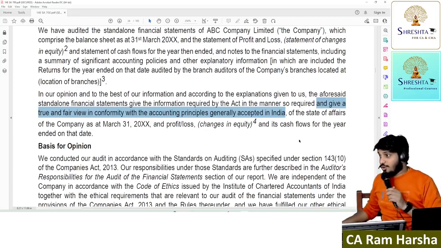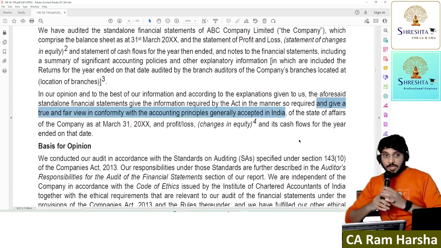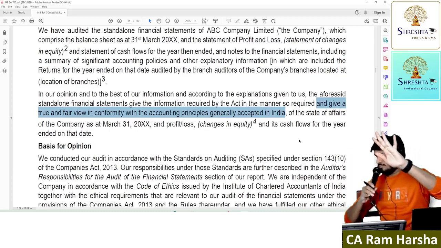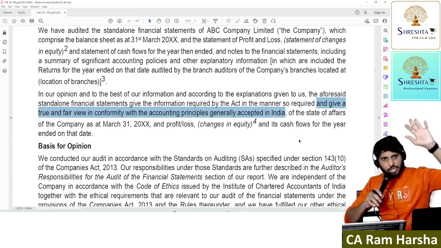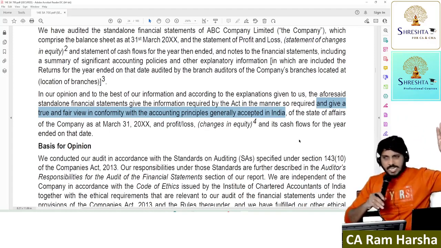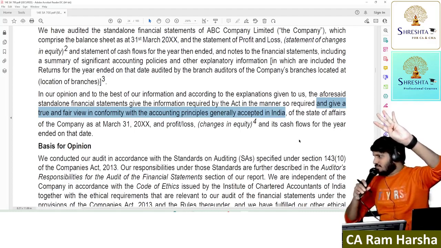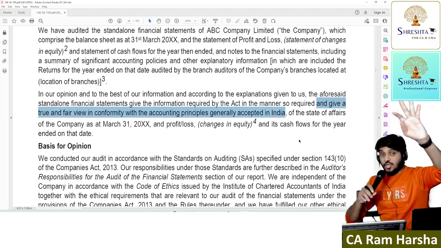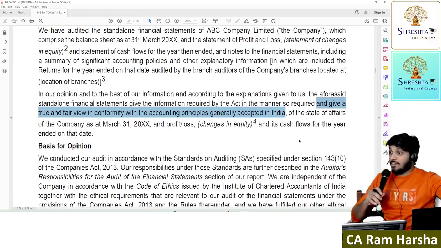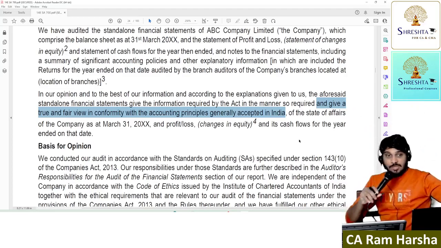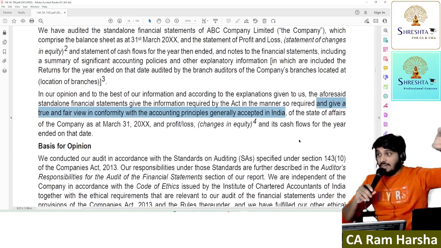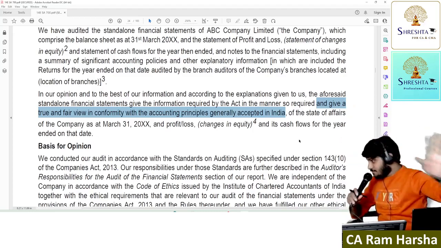Suppose they use the words true and fair. What is true and fair? You know what it says? Definition of true and fair: you always try to follow the law. The financial statements are prepared as per the framework. However, you can deviate for the purpose of achieving fair presentation.